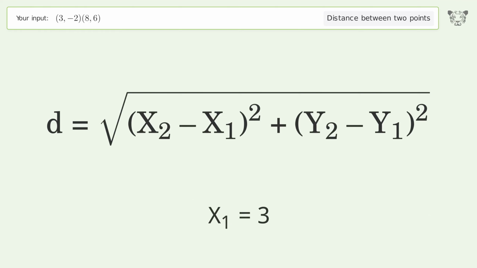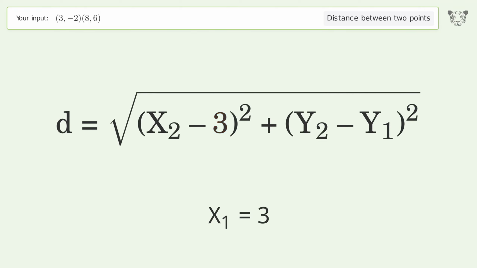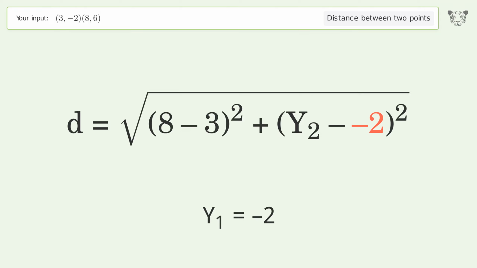x1 equals 3. x2 equals 8. y1 equals -2. y2 equals 6.